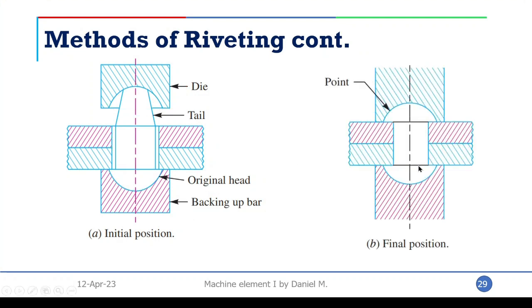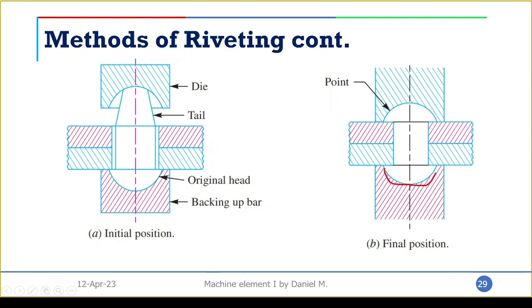So as you can see here, this one was the original head. This one is the head that has been created due to the applied force from above and due to the shape of this die. Now that there's no tail anymore, there is only body and there is head on both sides. Now this rivet is finished. We cannot detach or disassemble these components without breaking this body or this rivet. That's why we call rivets permanent joints.